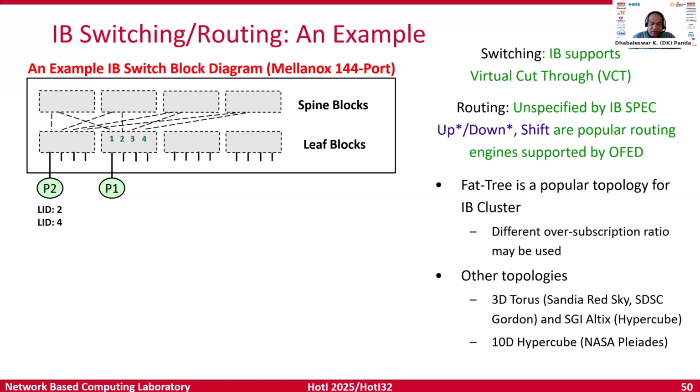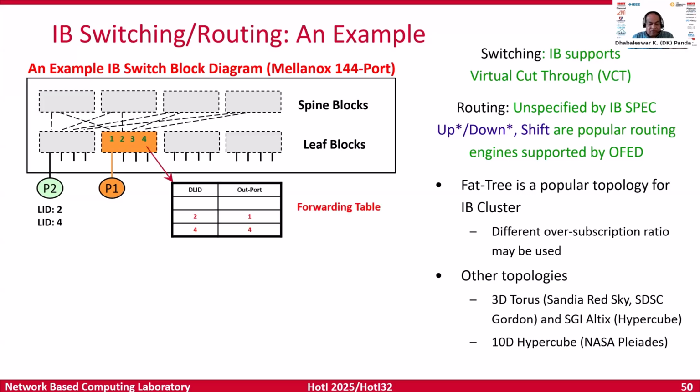Why do I need multiple LIDs? Let's say I want to send traffic from P1 to P2. Typically, based on the routing at the beginning of the system, or even dynamically as it gets changed, you have something like a forwarding table in every switch. Here in the example, we are saying if I want to reach destination LID 2, I need to go through output port 1. So if P1 is sending a message, you can see it takes this path and then reaches P2.